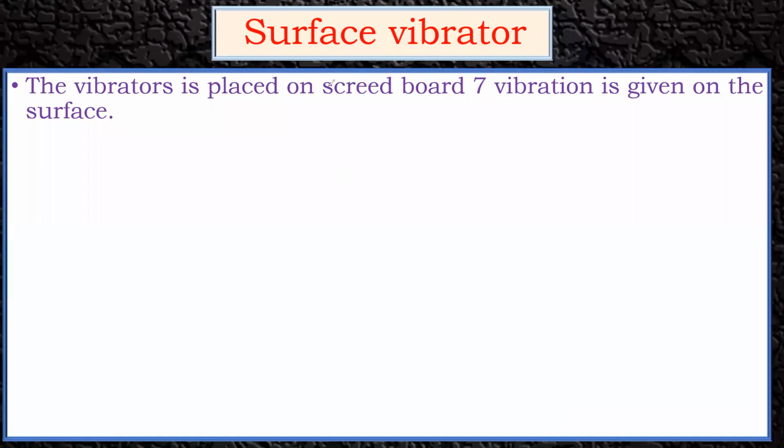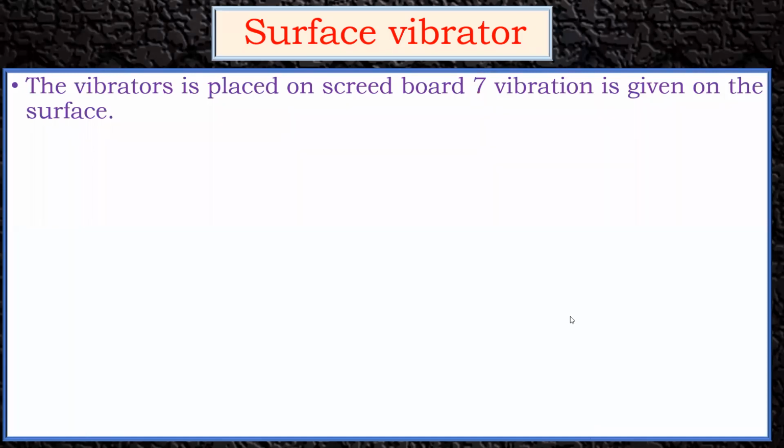Do a small change here. Make this as screed. Yeah, it is screed only, sorry for that. Make this as and, right? And yeah, so the vibrator is placed on the screed board and vibration is given on the surface. We'll try to see what that screed board is.